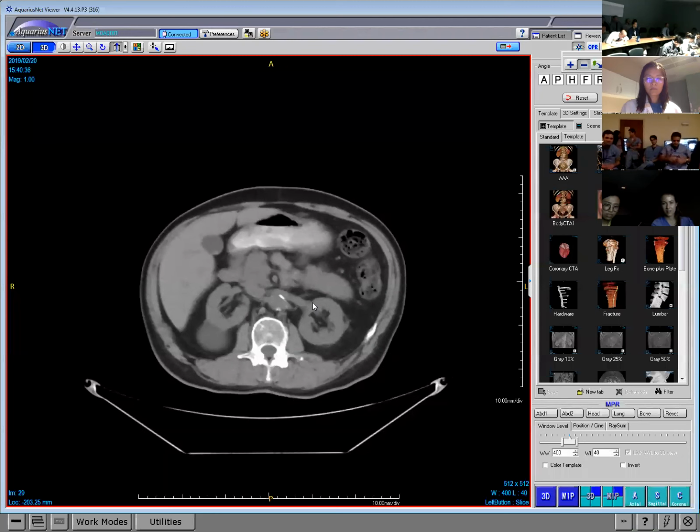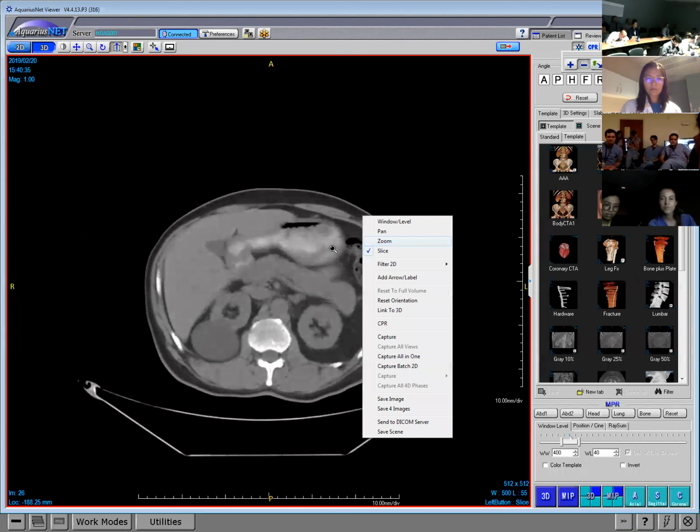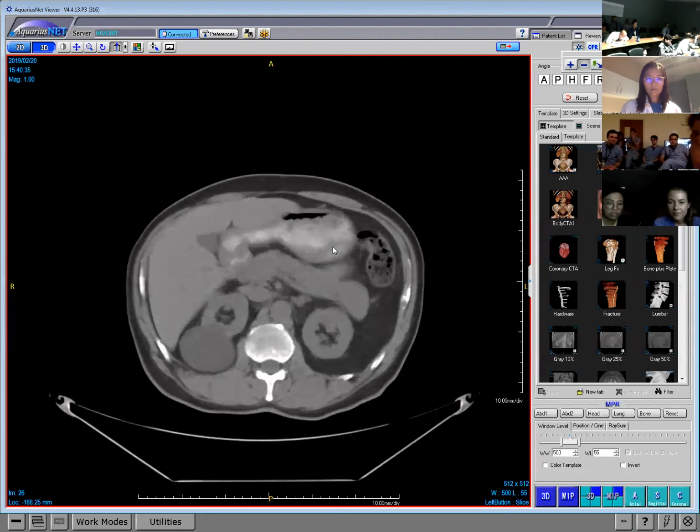ED patient with abdominal pain. This was the key image where the abnormality was found. Anybody has any thoughts?